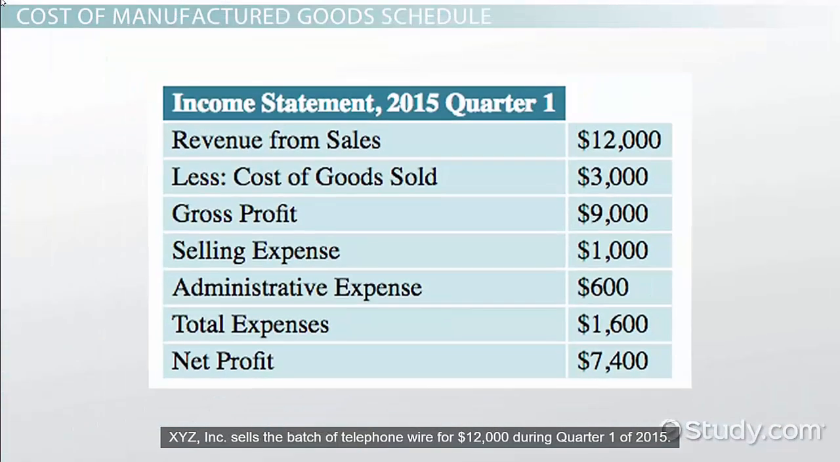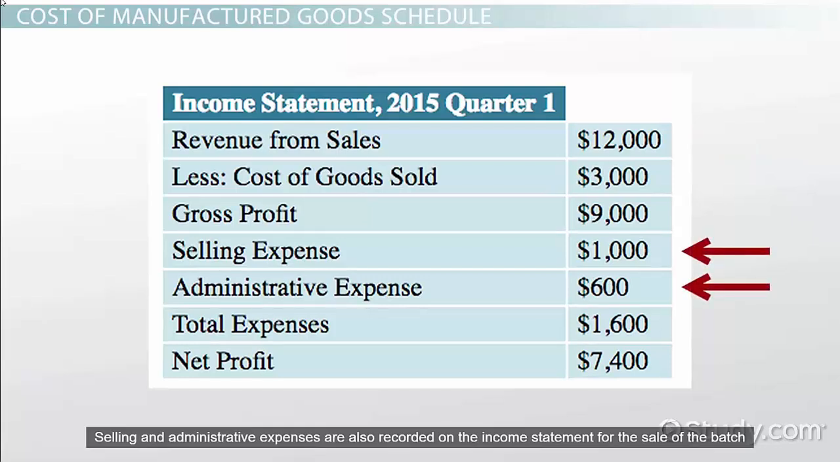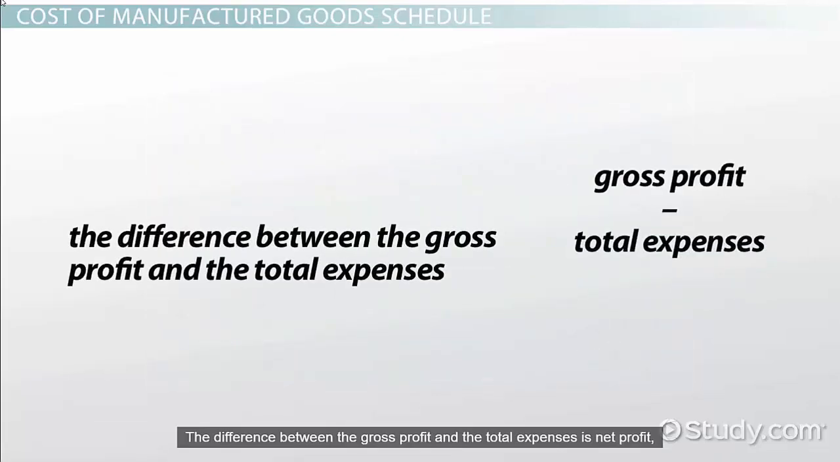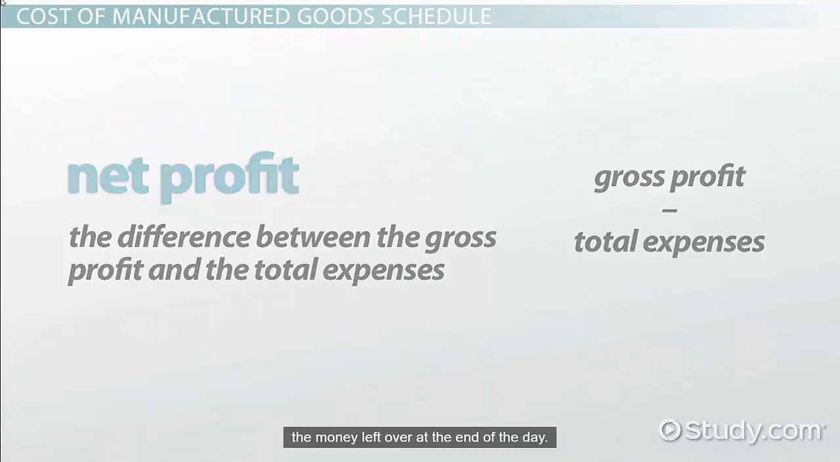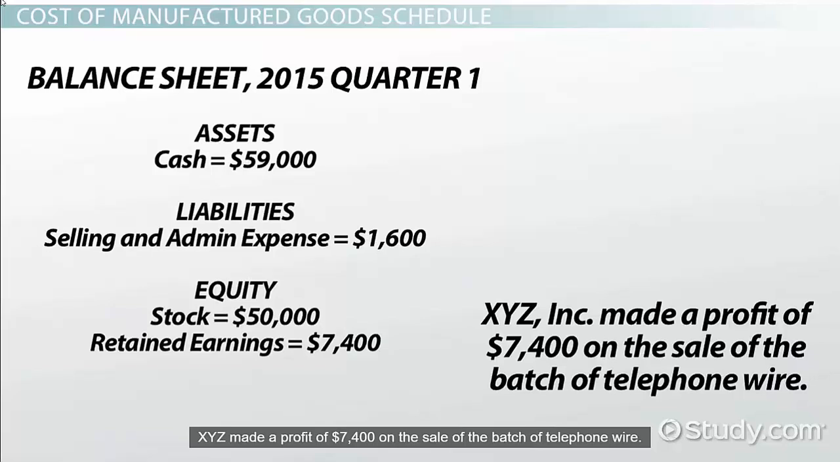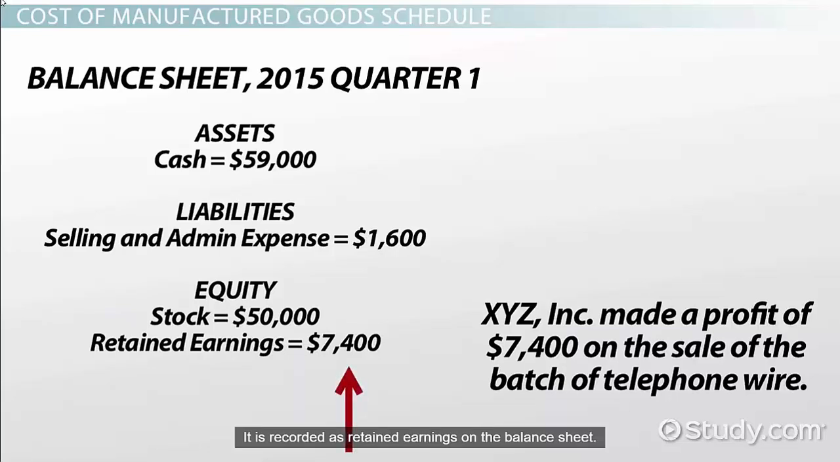XYZ Incorporated sells the batch of telephone wire for $12,000 during Q1 of 2015. The sale is recorded on the income statement. Selling and administrative expenses are also recorded on the income statement for the sale of the batch of telephone wire. The difference between the gross profit and the total expenses is net profit, the money left over at the end of the day. XYZ made a profit of $7,400 on the sale of the batch of telephone wire. It is recorded as retained earnings on the balance sheet.